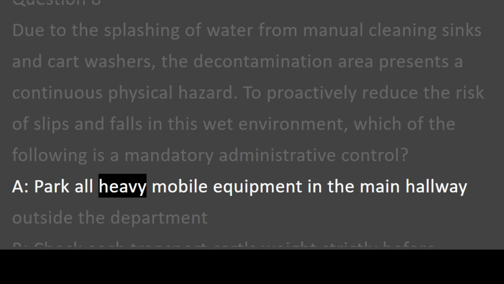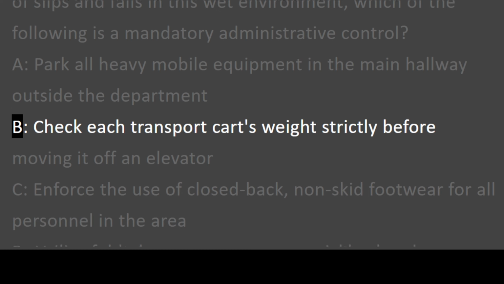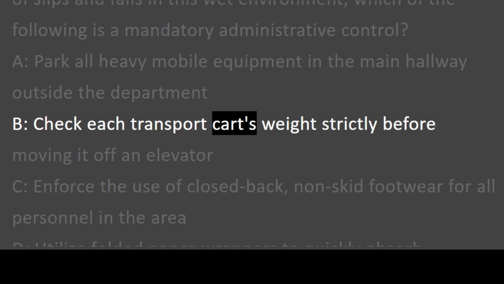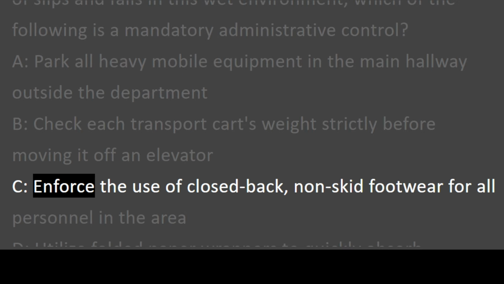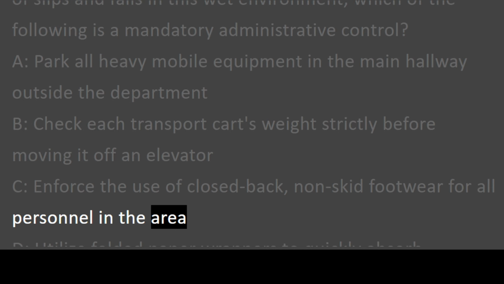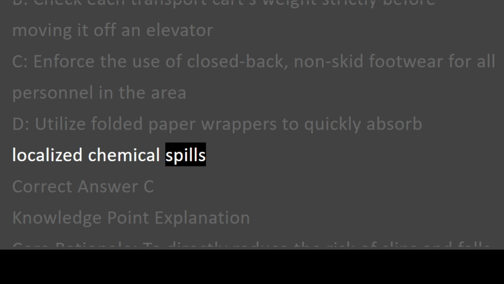A. Park all heavy mobile equipment in the main hallway outside the department. B. Check each transport cart's weight strictly before moving it off an elevator. C. Enforce the use of closed-back, non-skid footwear for all personnel in the area. D. Utilize folded paper wrappers to quickly absorb localized chemical spills.